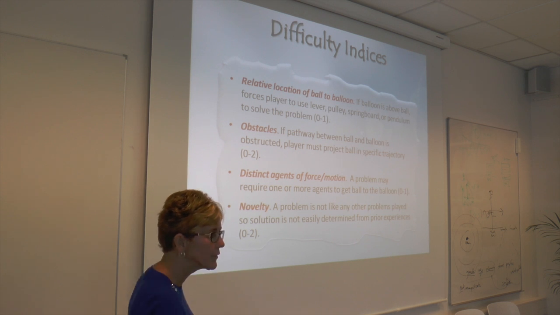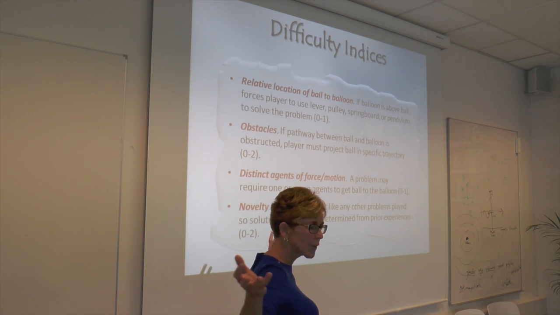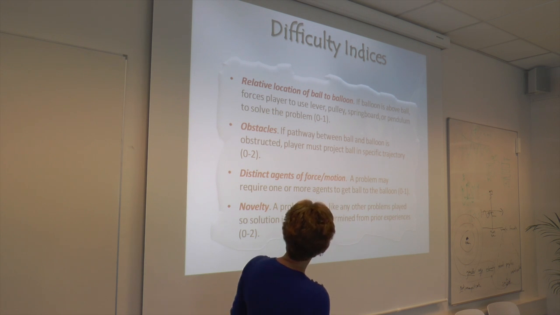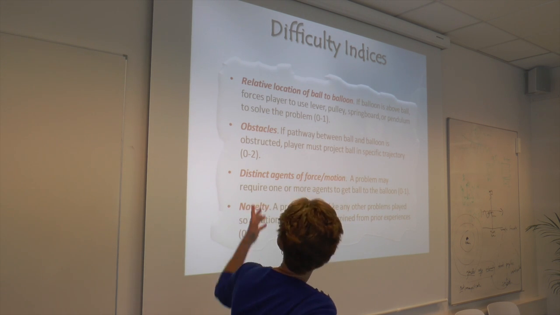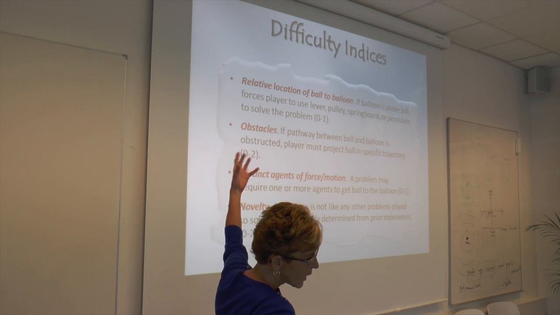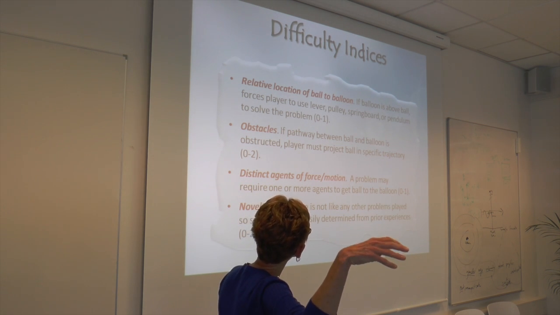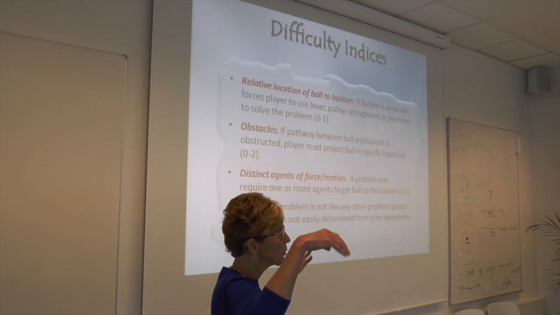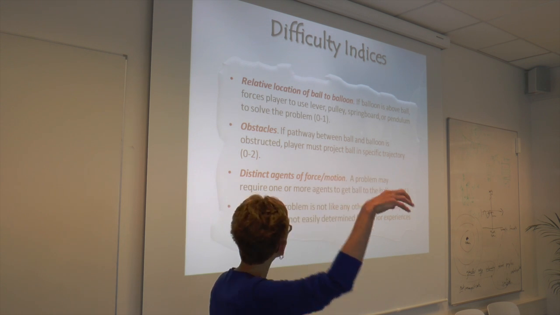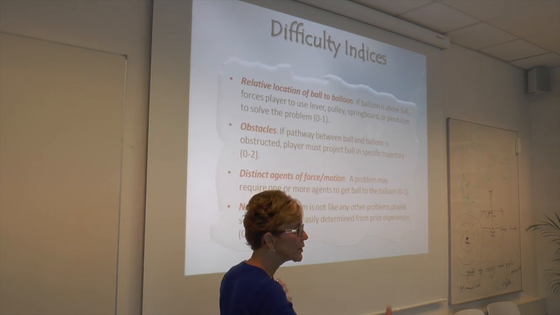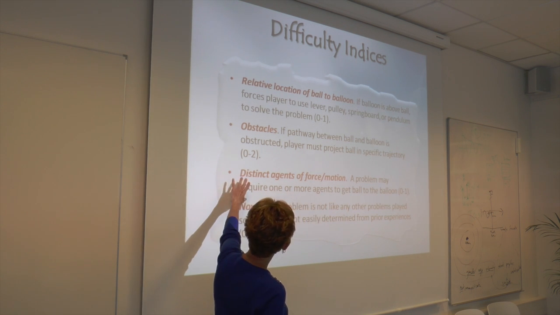We had to have levels that differed in terms of difficulty to accommodate all the different people out there, so we came up with different difficulty indices. The relative location of the ball versus the balloon was one difficulty index. If the balloon was above the ball, that made it harder. Obstacles in the way between the ball and the balloon also made it harder.